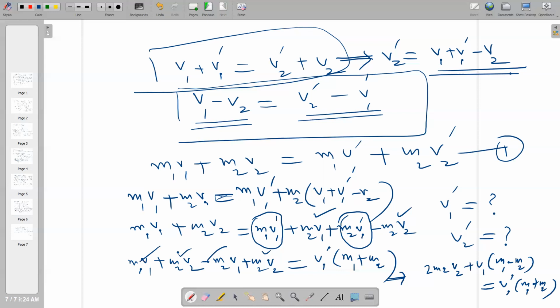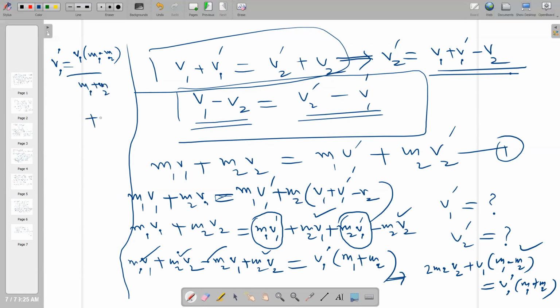Now I divide it by m1 plus m2. I'm writing here because on the next page it may be difficult. So v1 dash is equal to v1 into m1 minus m2 over m1 plus m2, plus 2m2 v2 over m1 plus m2, divided by the whole m1 plus m2, one for here and one for here.